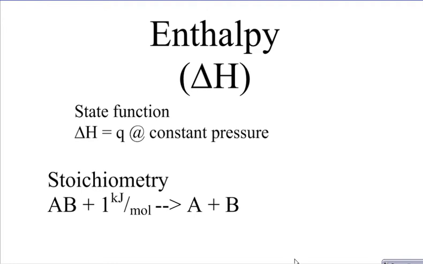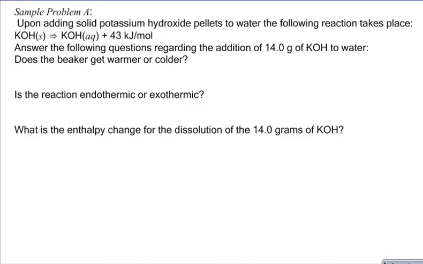If energy were a reactant, that means we would have an endothermic process. We're adding energy. So if AB decomposes to A and B after the addition of 1 kilojoule, that would be an endothermic process. So let's do a problem with one of these.